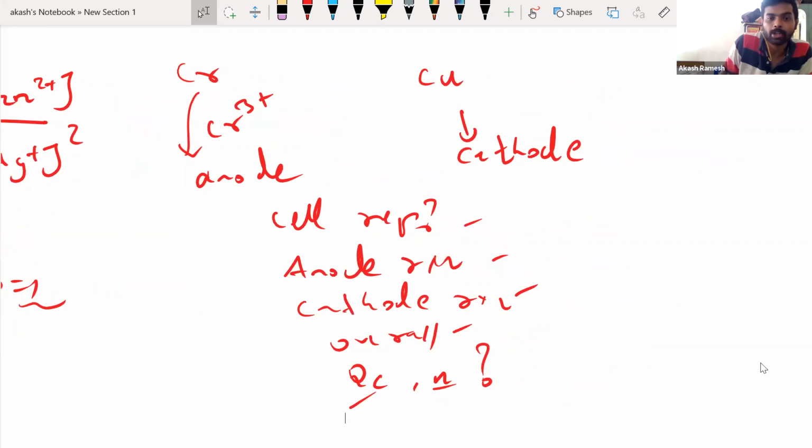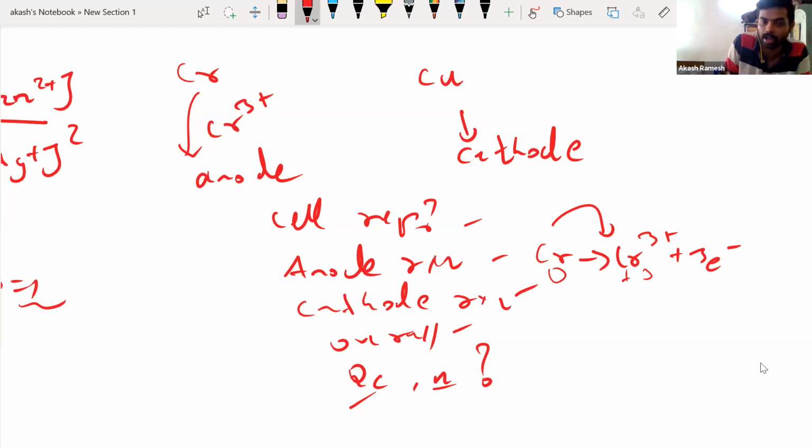Okay, so obviously I told you that chromium is more reactive than copper. So obviously chromium will come in the anode, and in the cathode I'll have copper. Now in the anode I know oxidation has to happen, so I'll have Cr forming Cr3+ plus 3 electrons. Guys, always remember anode oxidation. Here the oxidation state is 0, here it is +3. Increase in oxidation number, oxidation.